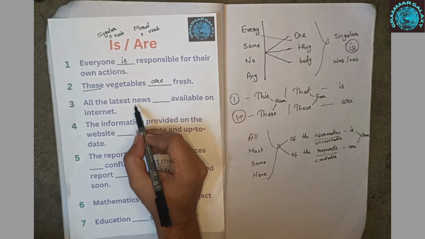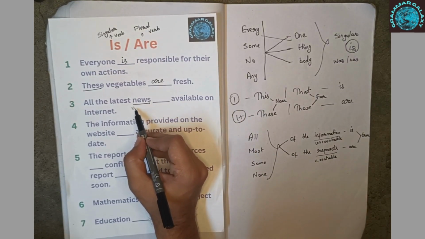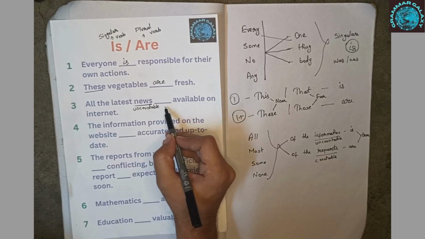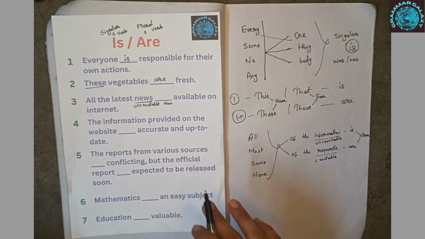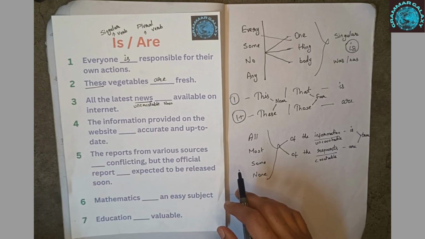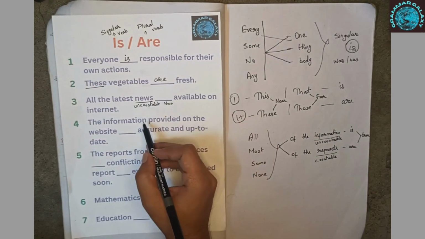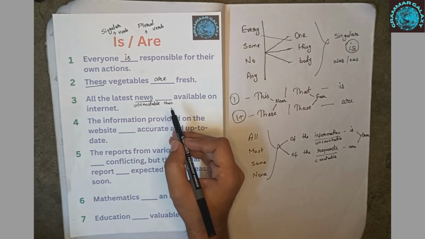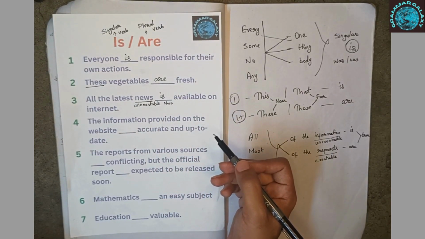So what do you think? Is news a countable or uncountable noun? News is an uncountable noun that refers to information about recent events or developments. It can include reports, stories, or updates on various topics such as politics, sports, entertainment, or world affairs. News is typically conveyed through newspapers, television, radio, or internet. Because news is considered uncountable, it is treated as a singular noun in sentences and is usually paired with singular verbs. So here we will use is. All the latest news is available on internet.